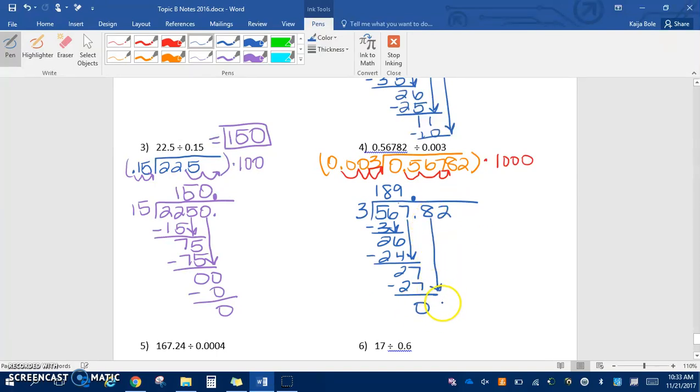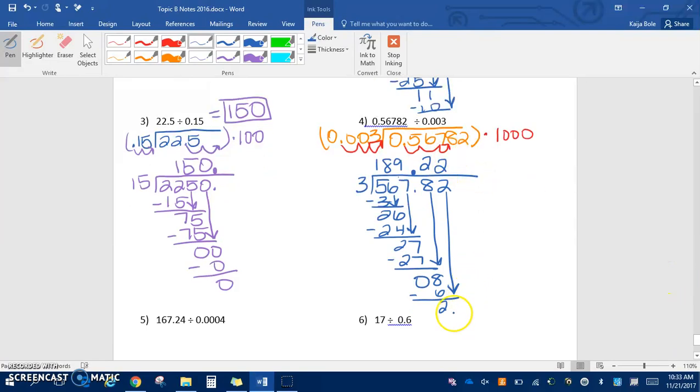Bring down the 8. And now I know that 2 whole groups of 3 go into 8. I subtract 6. I'm left with 2. I bring down this 2. Scroll down a little bit. And I know that, let's see, I'm on 22. I know that 7 whole groups of 3, oh no, I think I missed someone here. Oh, I wrote the 2 in the wrong spot. That's fine. Erase this 2 up top.